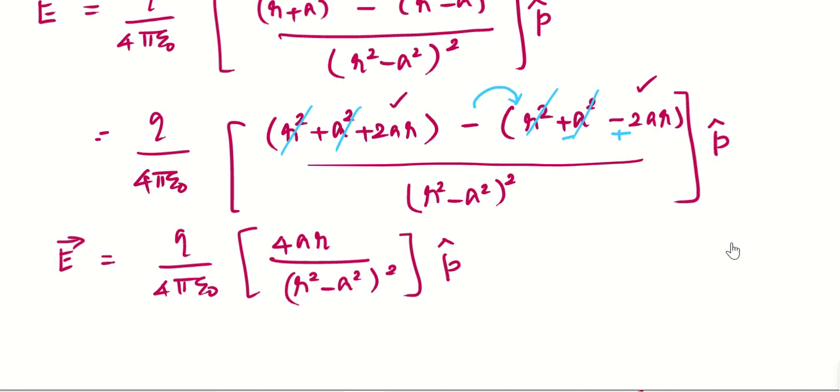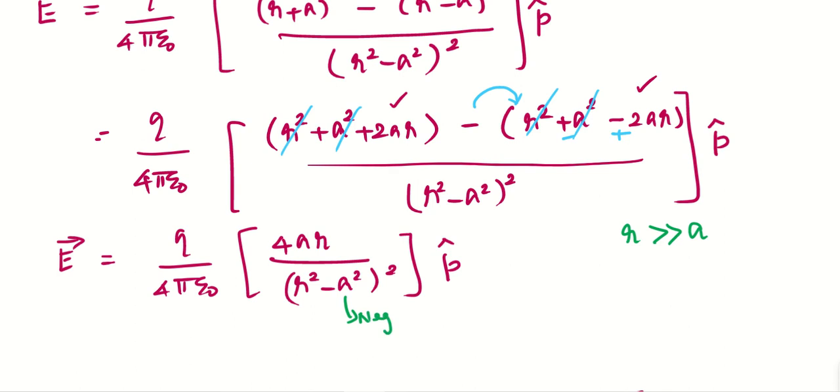Now, if r is far greater than a, which means that point P is really far from the dipole, then we can neglect a here. Then the electric field E vector equals q divided by 4 pi epsilon naught, 4ar, and we have r squared minus a squared. a squared we are going to neglect, so it becomes r squared whole squared, which is r power 4. Once again, one r will go away, and this will become r cubed.